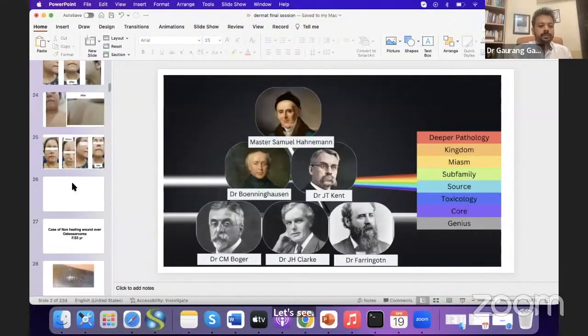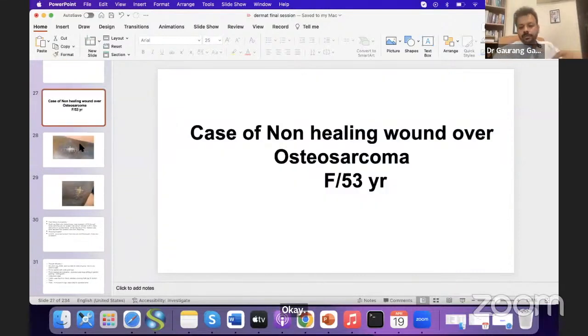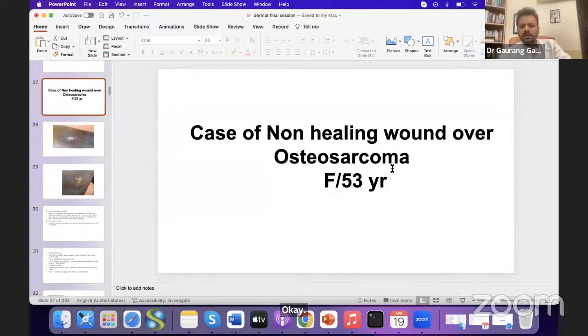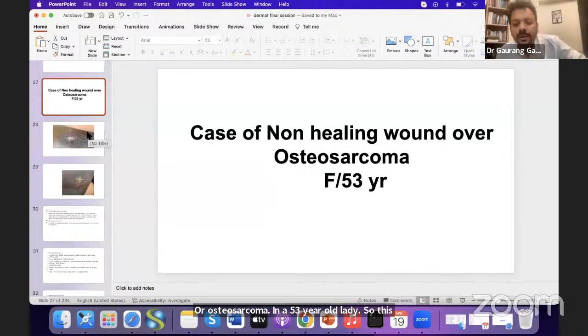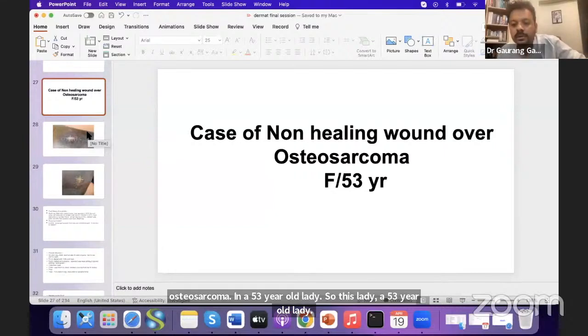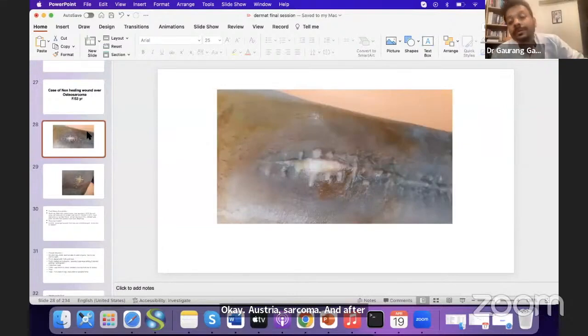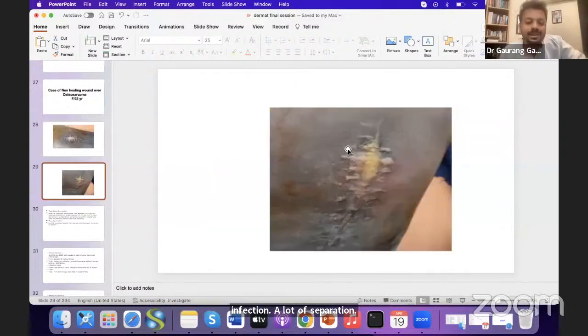Okay, let's start with the first case. This is a very interesting case of a non healing wound or osteosarcoma in a 53-year-old lady. This lady had osteosarcoma, and after that, had a very deep infection, a lot of suppuration. You can see the wound was swollen, it was infected. I hope you can see this on the screen.